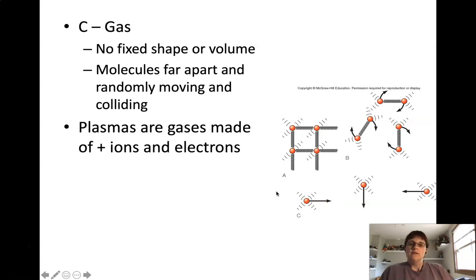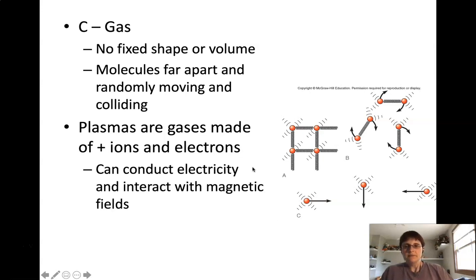There is one last phase of matter I just want to point out because some of you may have run into this, and that's plasmas. They are gases that are made out of positive ions, so these are atoms that have lost some of their electrons, and then just free electrons. These are cool in the fact that they are gases that can conduct electricity because they have these ions and electrons, and they also can interact with magnetic fields.